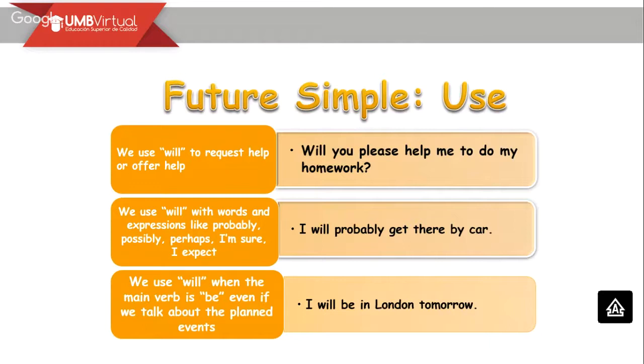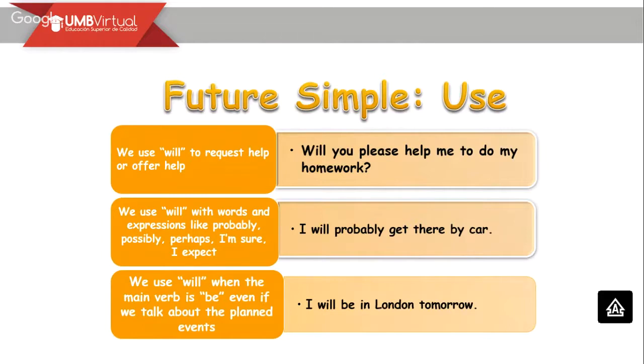But also, we use will with words and expressions like probably, possibly, perhaps, I'm sure, I expect. Cuando nosotros estamos hablando de expresiones como probablemente, tal vez, posiblemente, estoy seguro o espero que, también podemos utilizar el will. I will probably get there by car. Yo probablemente llegaré allí en car. Yes, is the action that we are just referring to this.